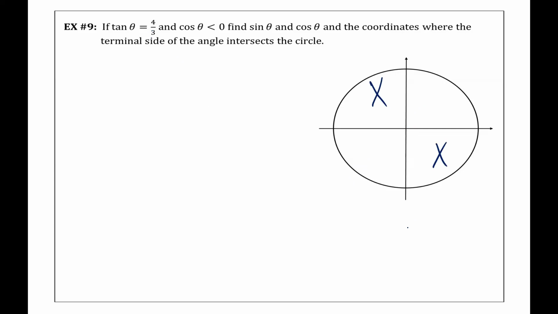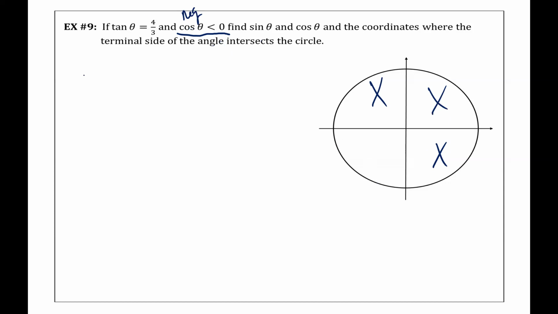Does that make sense? The next thing it tells you is that cosine is less than 0. If cosine is less than 0, what does that mean? X is negative. So therefore it's not in quadrant 1. It says it in the problem. It says cosine theta is less than 0. What kind of numbers are less than 0? Yeah. So we're in quadrant 3.